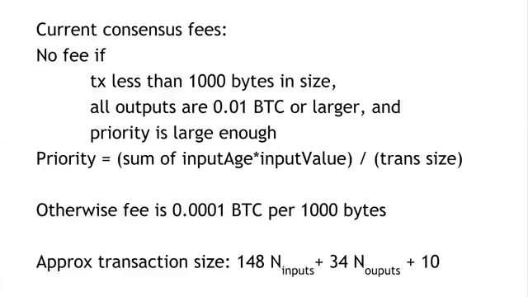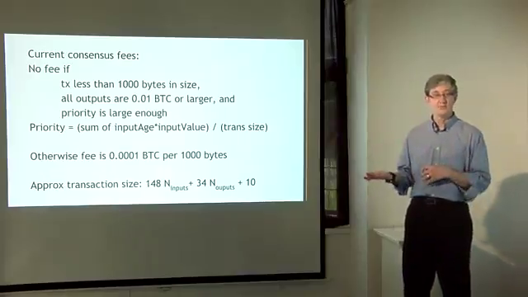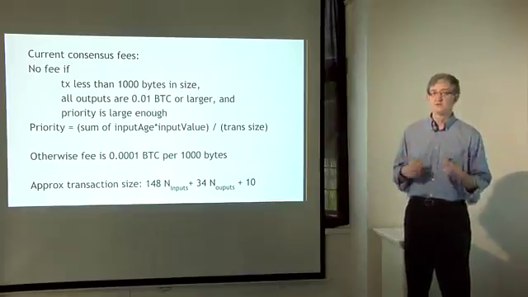Now, just as an aside, the approximate size of a transaction based on the number of inputs and the number of outputs is about 148 bytes per each input, plus about 34 bytes for each output, plus about 10 bytes for other information. And so a transaction that's of small size has maybe 2 inputs and 2 outputs. Its size would be 400 to 500 bytes.